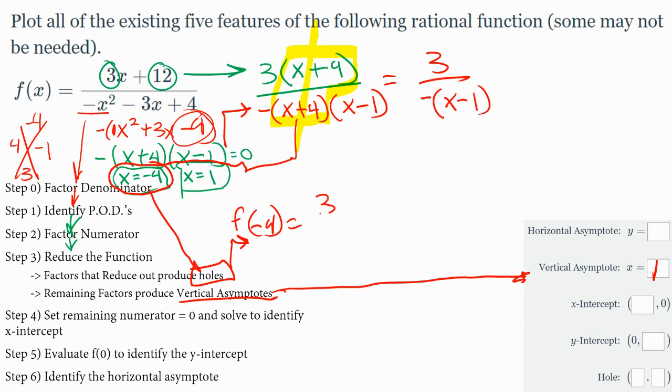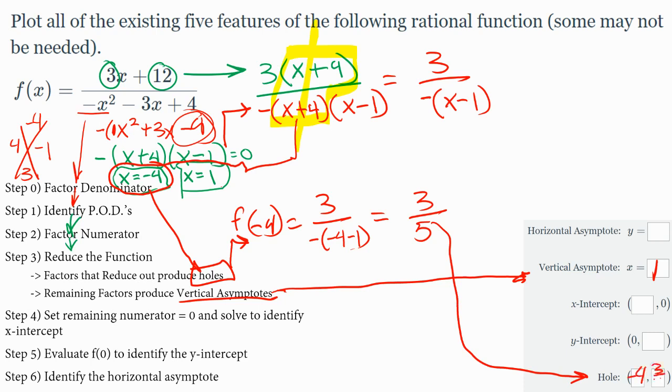So we take 3 over negative times -4 minus 1. And that's going to give us 3 over, this will be -5 times negative will be +5. So 3/5. So this hole down here is at -4, 3/5. And we continue down our list. So we found the hole and the vertical asymptote.